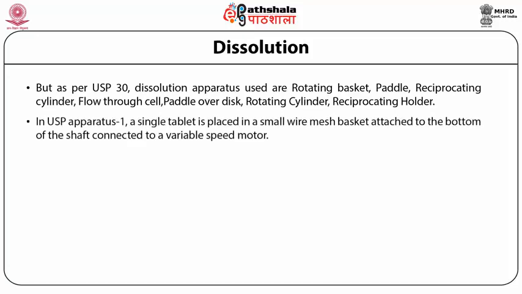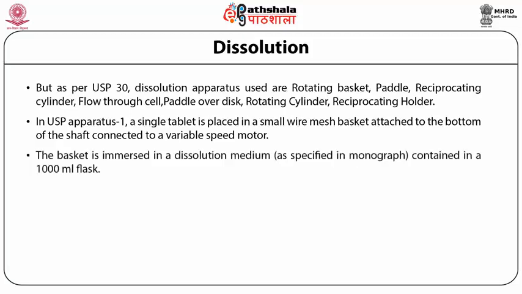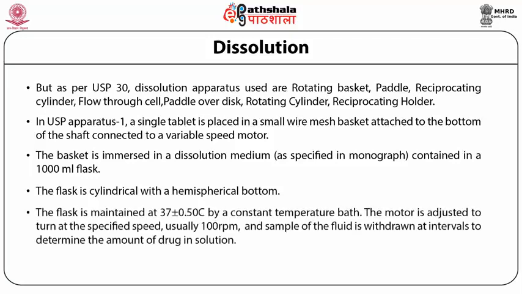In USP apparatus 1, a single tablet is placed in a small wire mesh basket attached to the bottom of the shaft connected to a variable speed motor. The basket is then immersed in the dissolution medium, which is specified in the monograph for that particular tablet, and it contains a 1000 ml flask holding the dissolution medium, which can be of volume 500 to 1000 ml. The flask is cylindrical with a hemispherical bottom, and this flask is maintained at 37 ± 0.5 degrees centigrade by a constant temperature bath.